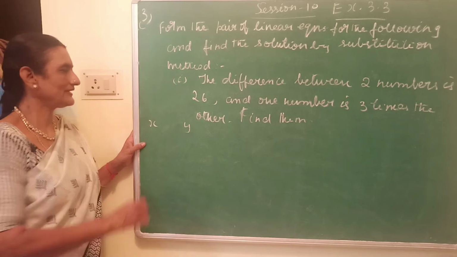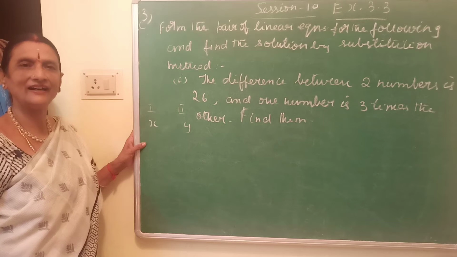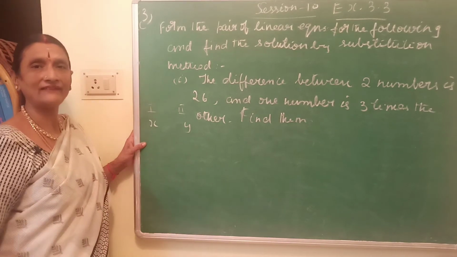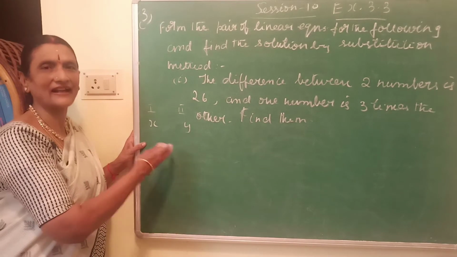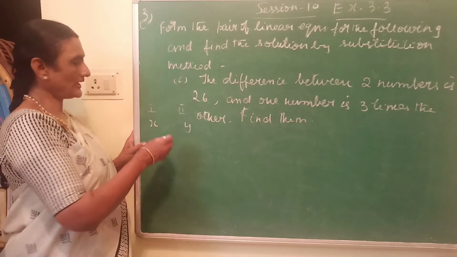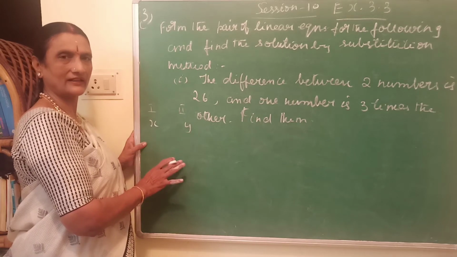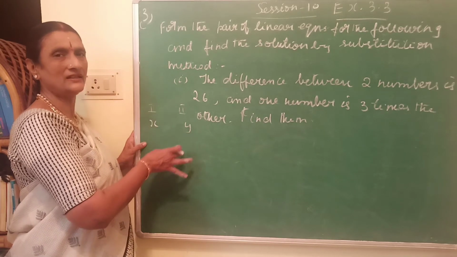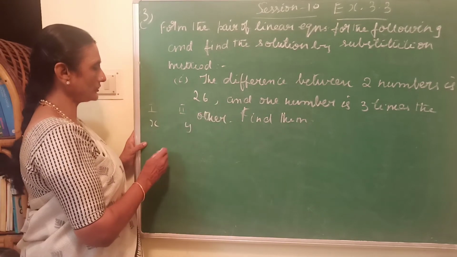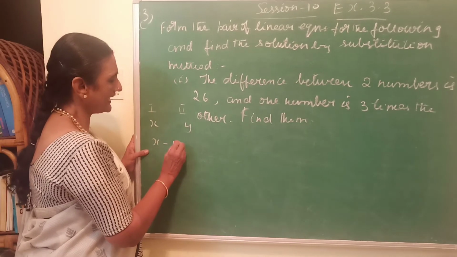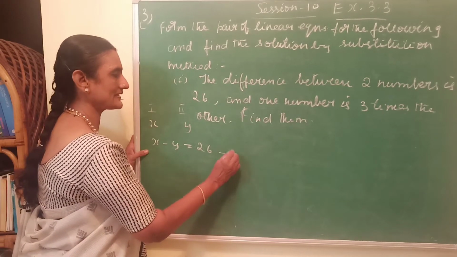Is that clear to you? This is your first number and this is your second number. What is given here? Obviously, when there are two numbers and the difference is some value, it means one is greater than the other. Correct? So let us take x as the greater number and y as the smaller number. Is that clear to you? Now the difference between the two numbers: the first situation is x minus y is equal to 26. Let us number this as 1.